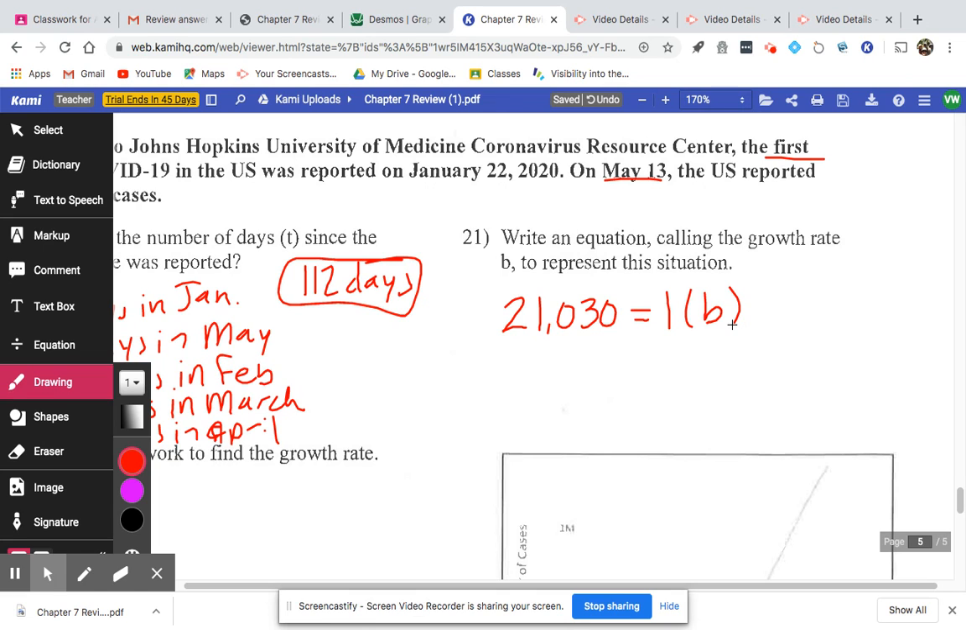And here, our time is right here. We call that T. That's 112. So that's the equation that we would use.